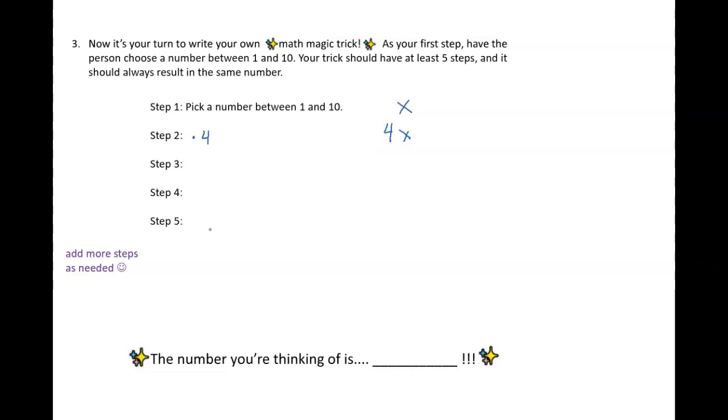So this was my step 2, multiply by 4. And now I want to subtract a number. Let's try subtracting 36. So now I get 4x minus 36. And now let's divide by 2. Notice these are both divisible by 2, so that should go just fine. 4x divided by 2 is 2x minus 18.